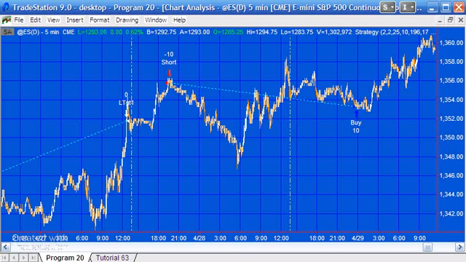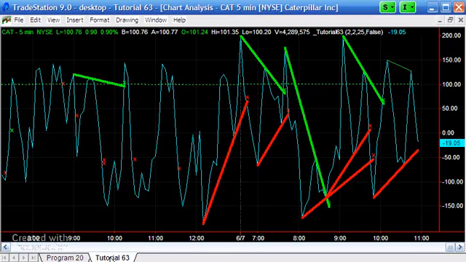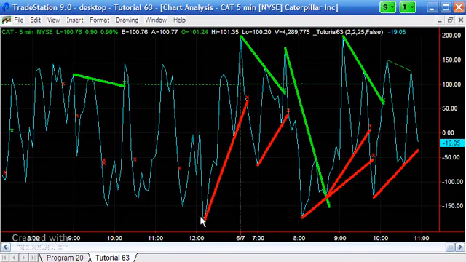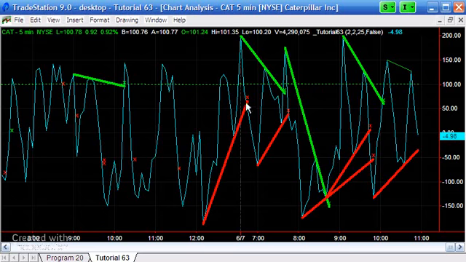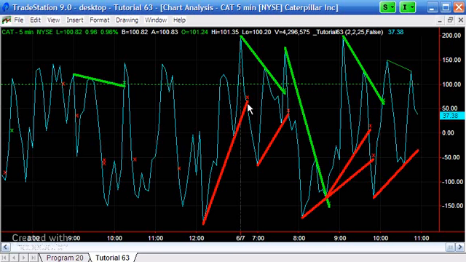So today's program 20 is based on the work we did in tutorial 63. And if you remember tutorial 63, we were looking for what we termed CCI trendline breaks. In other words, we found two CCI pivots and we drew a line between them, continued the line, and when that line was breached by the CCI, we said it was a trendline break. This program uses this break as a signal to buy or sell. It also uses some additional conditions, and I'll explain those in a moment.